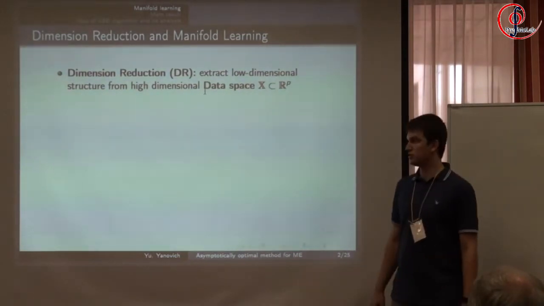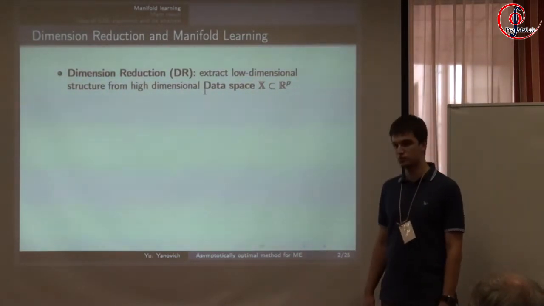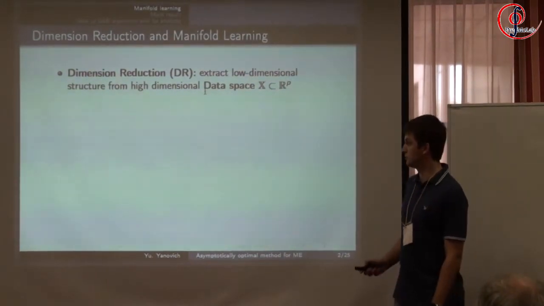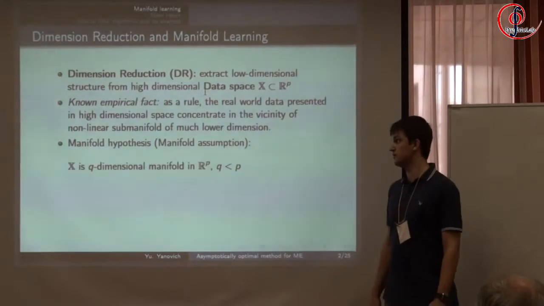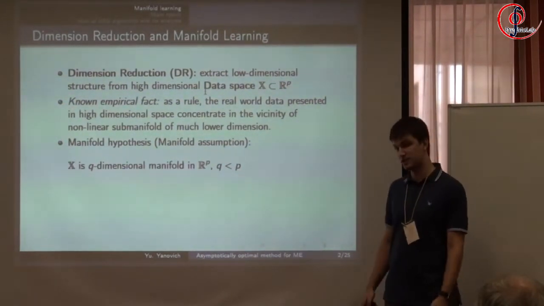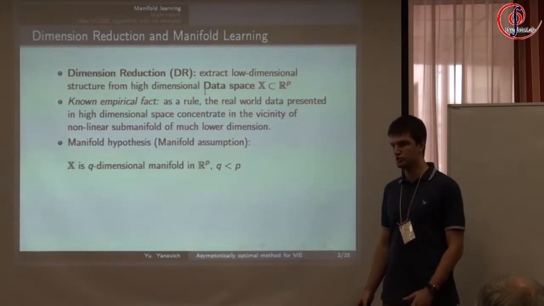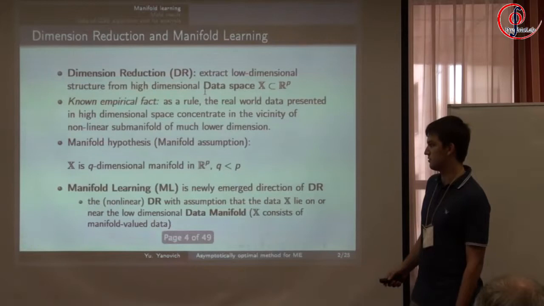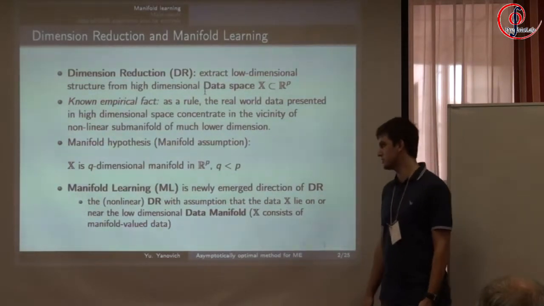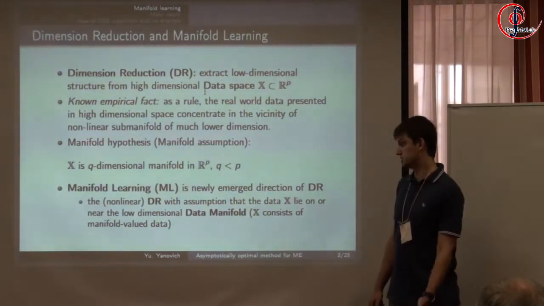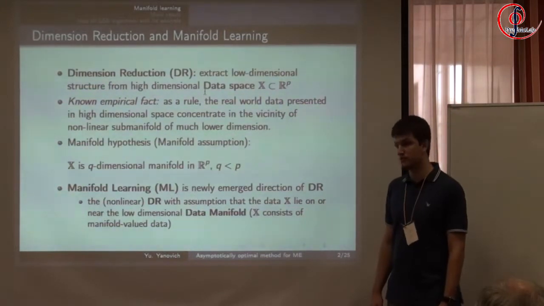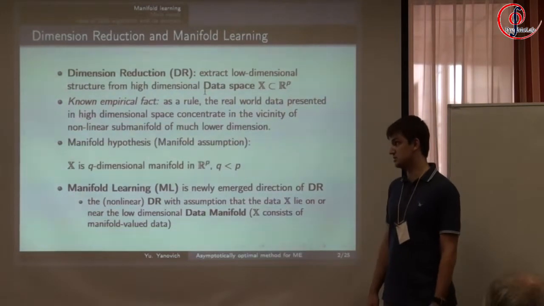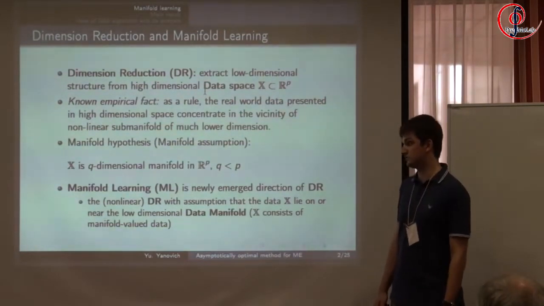The dimension reduction problem is to extract low-dimensional data from high-dimensional space. And usually, in real life, high-dimensional data lies on or near some low-dimensional manifold. So, the manifold learning problem is the dimension reduction problem when we suppose that the data space is some low-dimensional manifold.